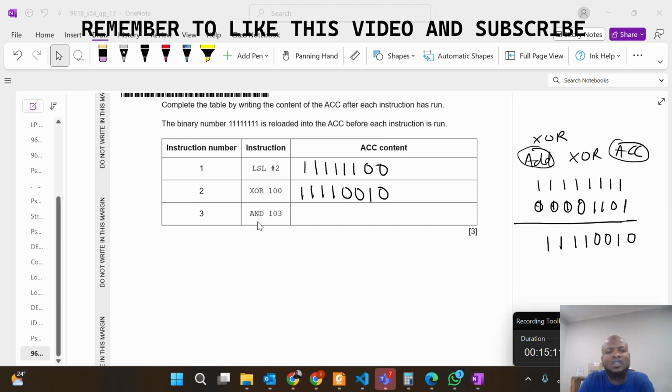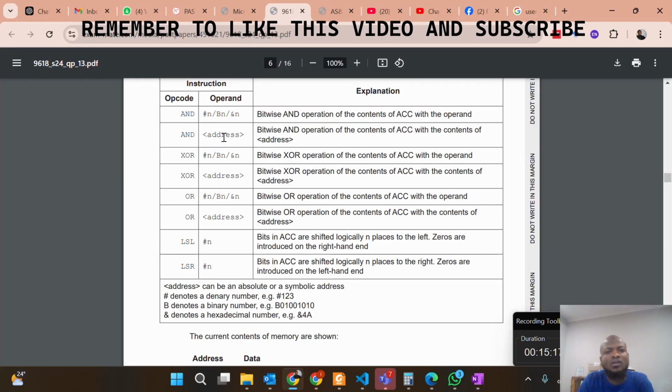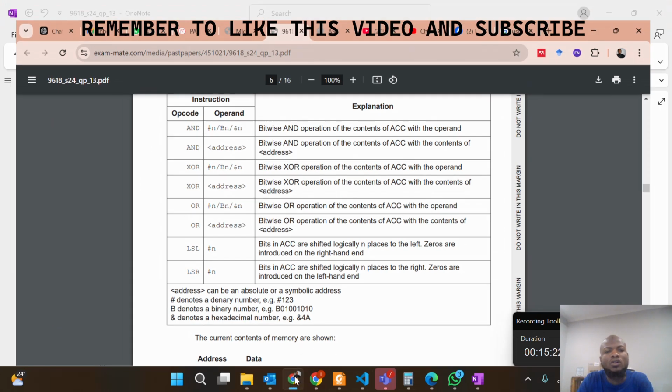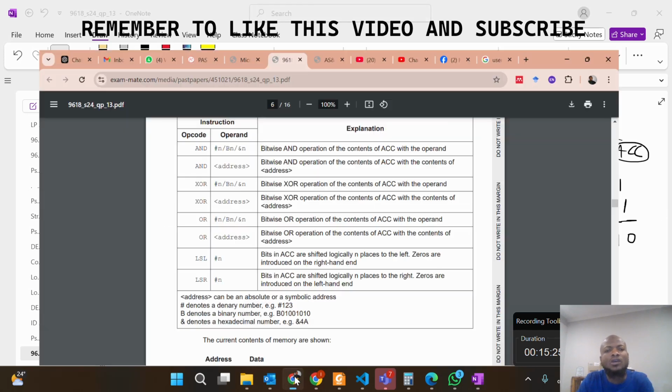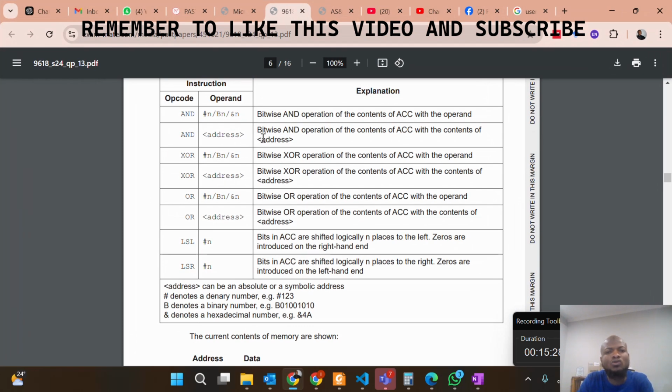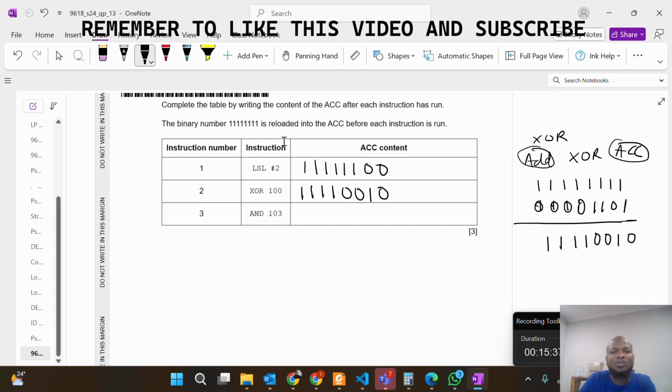Now the last question, AND 103. So you go to the table, and 103 is an address and not a number, because it does not have a hash before it. So AND 103 means bitwise AND operation of the content of the accumulator with the content of the address. That means the content of the accumulator and the address. Remember, the content of the accumulator is still 8 ones, right? Because it is reloaded, isn't it? So that is 1, 2, 3, 4, 5, 6, 7, 8.